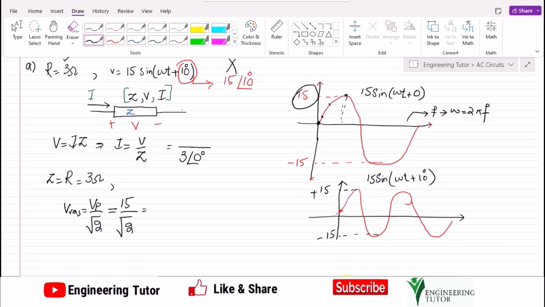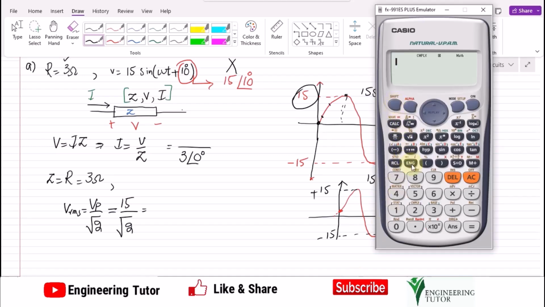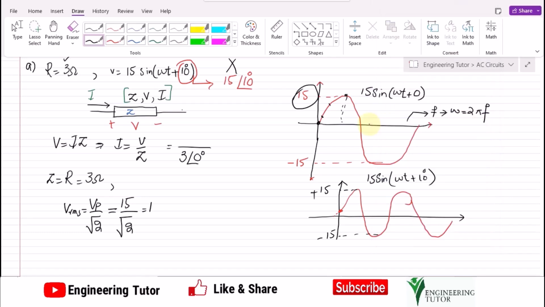Now let me go to the calculator and write 15 divided by square root of 2. What will I get here? I will get 10.6. Okay, so this is 10.6 volts. This voltage will be 10.6, and the angle associated with it is 10 degrees, and this is in volts. So writing it here, I get 10.6 and the angle it has is 10 degrees.